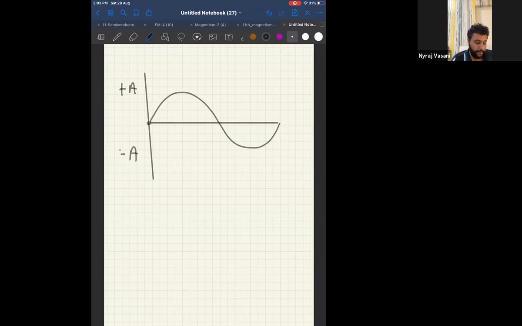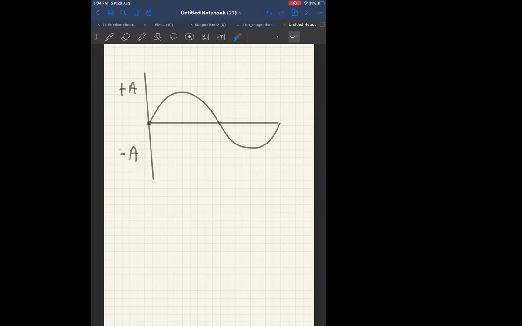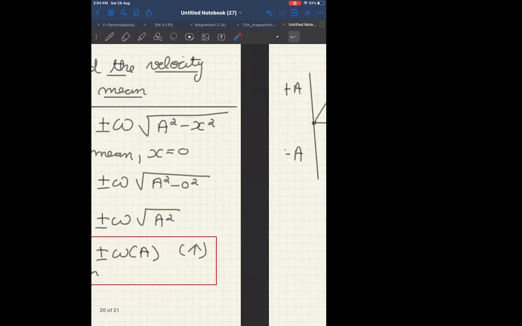Now tell me, where is my displacement maximum? Tell me which point. Can I say my displacement is maximum at this point? Yes, sir. Or it is maximum at this point, correct? What is this point? And what is this point? Therefore, in general, can I say a is the maximum displacement? Okay, sir. Understood. Thank you, sir.